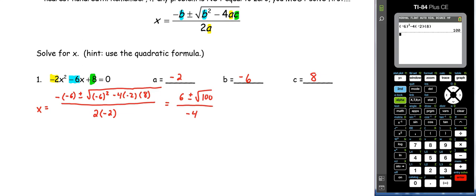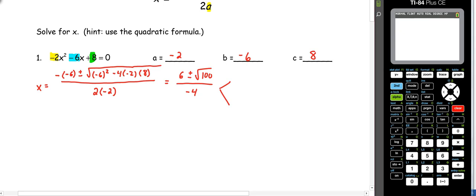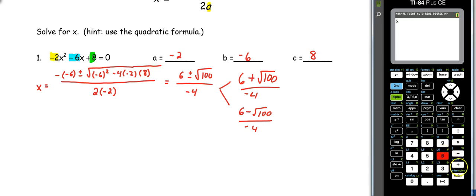Now this part looks like a problem that we did on the first day. Now in order to solve for x, I need to split my equation into 2. So I'm going to have x equals 6 plus the square root of 100 over -4, and 6 minus the square root of 100 over -4. So in my calculator, remember, we're going to put the numerator in first. So the first time we have 6 plus the square root of 100, enter, and then we're going to divide by -4. And we get -4 for x.